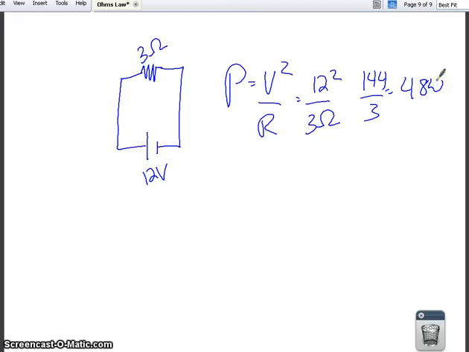Okay, and so what equation we use is just going to be dependent upon what we're given in the actual problem. Okay, so that is the three equations for power. Let's talk about the kilowatt hour now.